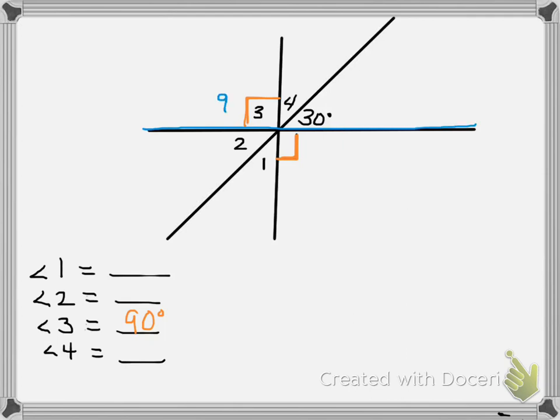We also know that since this is 90, and this is 30, and our unknown angle is in between these two, they will add up to give you a straight line. We know that 180 minus 90 minus 30 is going to give us 60 degrees. So this unknown angle right here, angle 4, is 60 degrees.